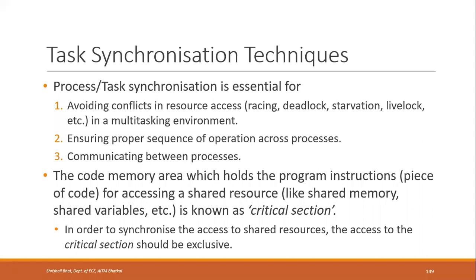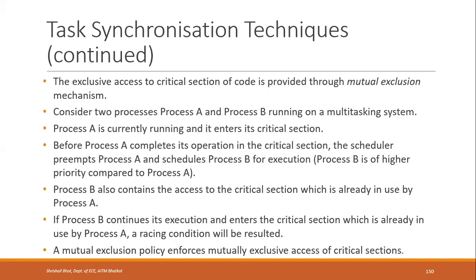In order to synchronize the access to shared resources, the access to the critical section should be exclusive. Exclusive in the sense that only one process should be allowed to access that particular area at any point of time. That is called exclusion. The exclusive access to the critical section of code is provided through the mutual exclusion mechanism. So the name given to that particular mechanism is mutual exclusion.